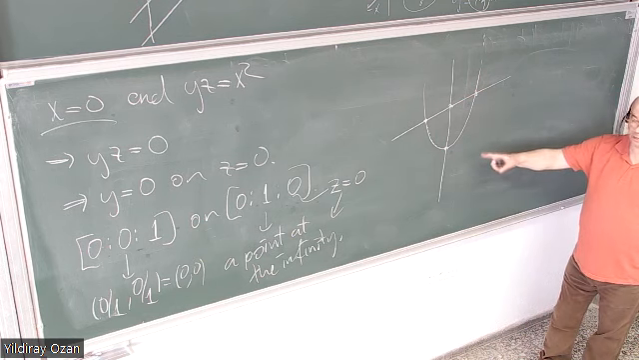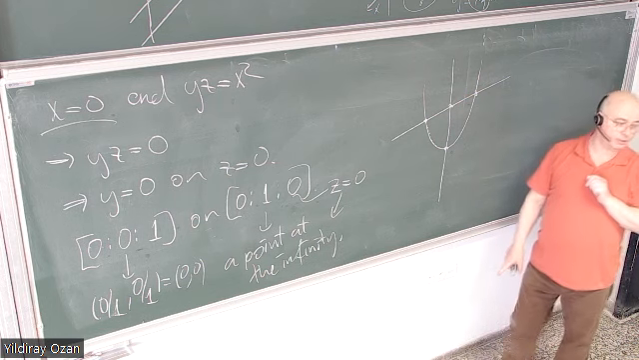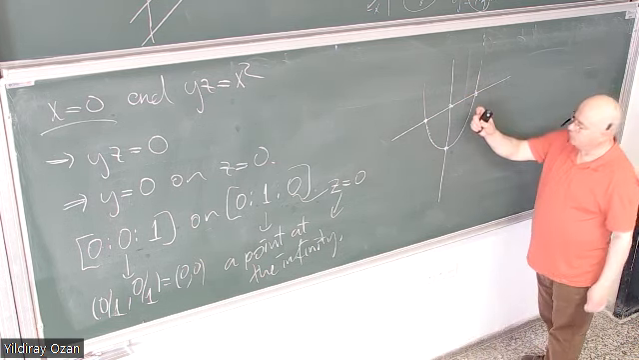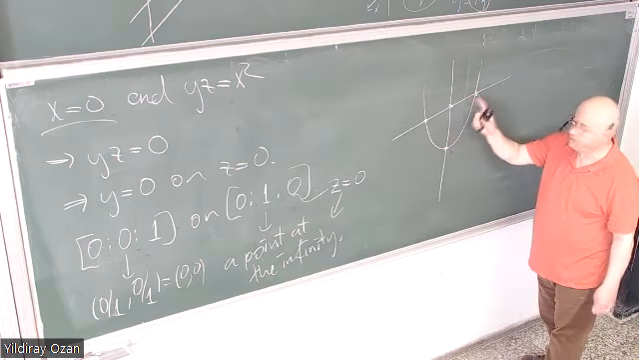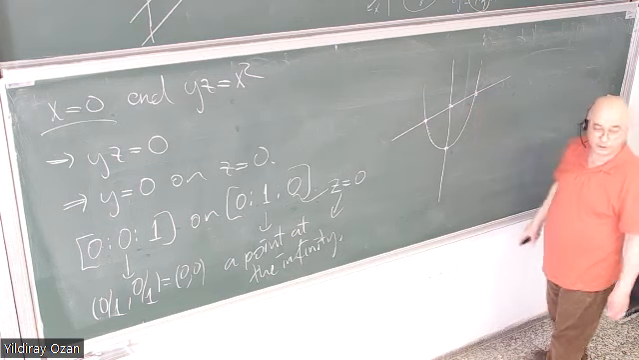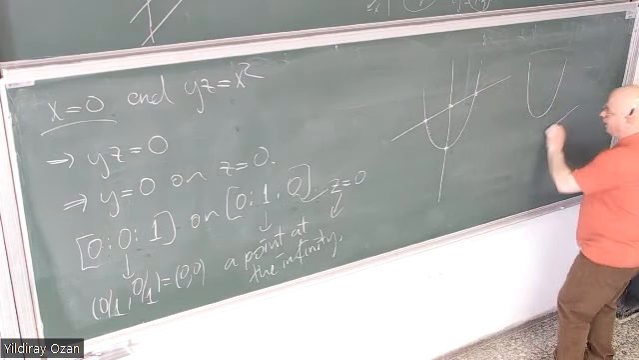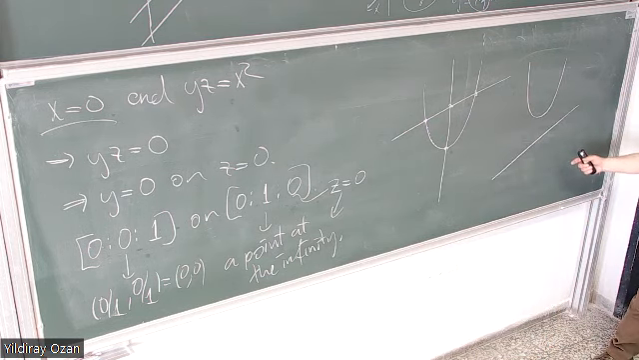And from this point, we can just switch to why do we need complex geometry? Well, if you choose the line like this, we see that they intersect at two points. But what if I choose that line like this? They don't intersect at all, right?